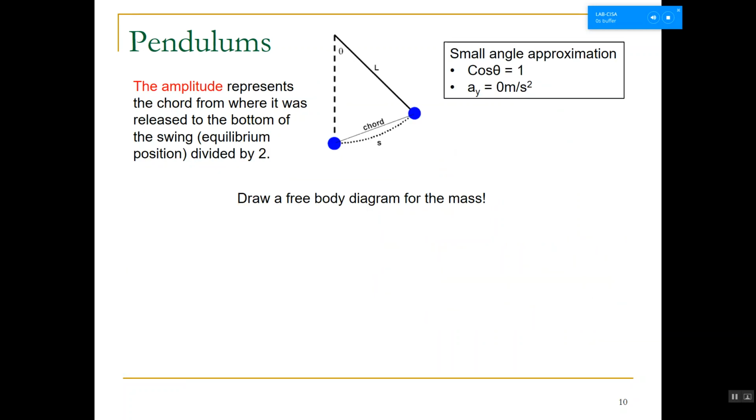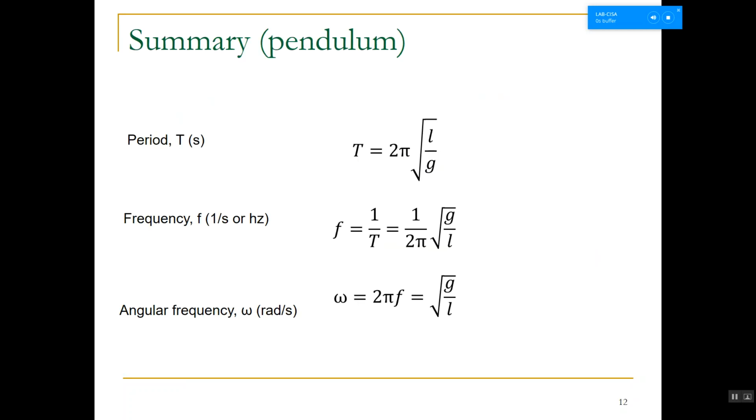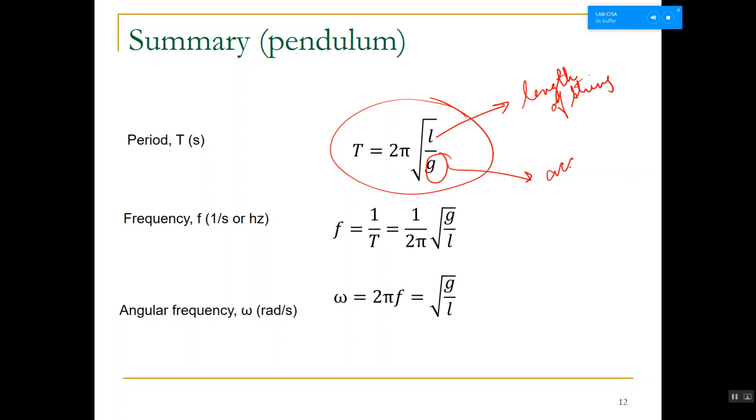I'm going to come back to this slide in a second. The period is actually only dependent on the length of the string and the acceleration of gravity. That's pretty remarkable because that means that the mass that I hung at the bottom did not affect my period. And what else didn't affect my period?